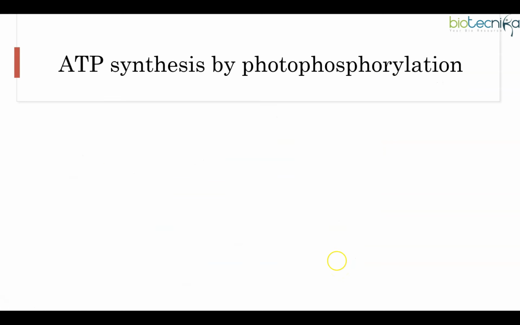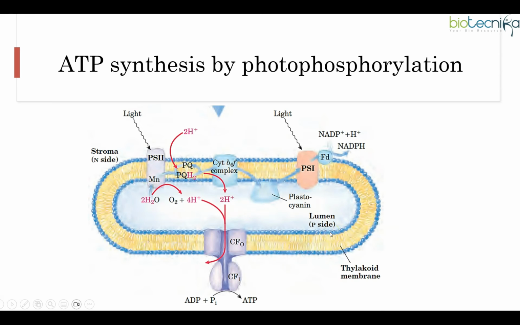Okay. Next is ATP synthesis by photophosphorylation. Now here the concept is the same, just that the location is different, because these complexes PS1 and PS2 are present in the thylakoid membrane. So this is the thylakoid membrane. From here the complexes will be passing the protons inside the thylakoid lumen. So that's why the thylakoid lumen has positive charge. Thus it is called the P side of the apparatus.